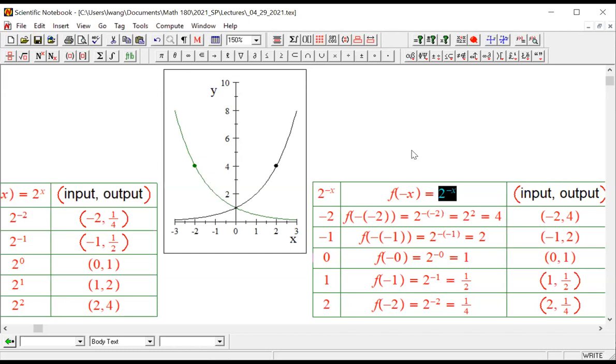Once you get this done, you have e to the power x, e to the power negative x, you know exactly what they are. So let's plot that, put the points in place. We did the 2, 4, so let's do the 1, 2.